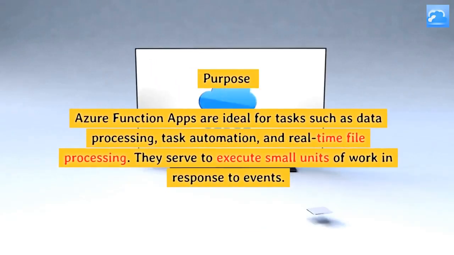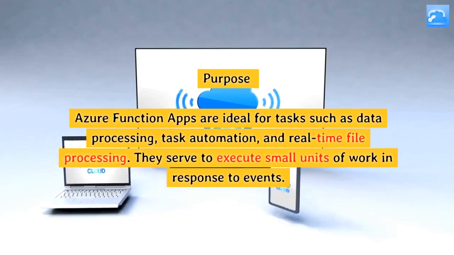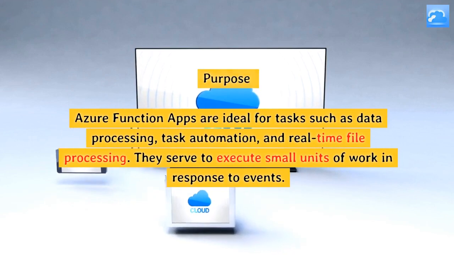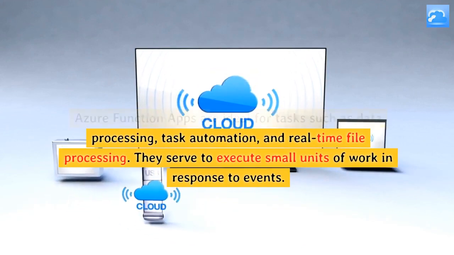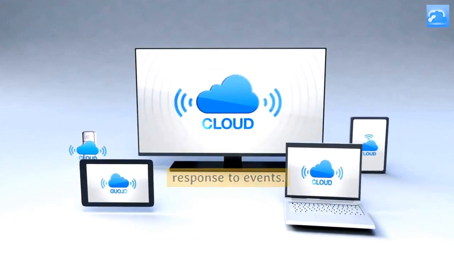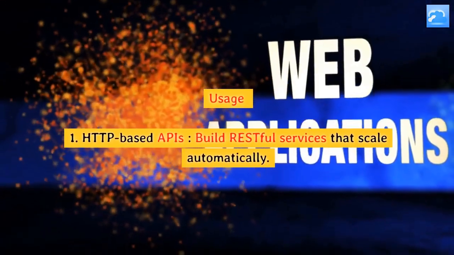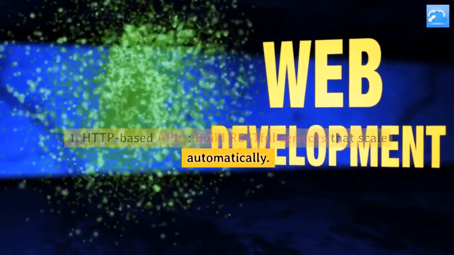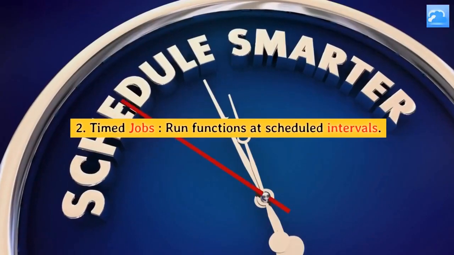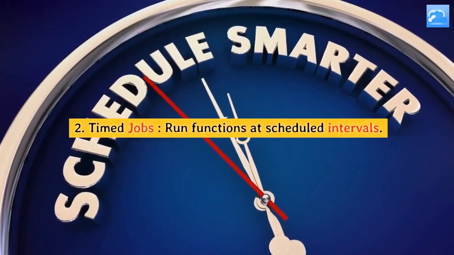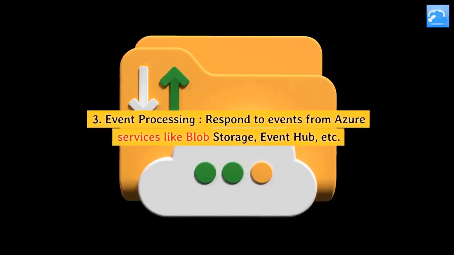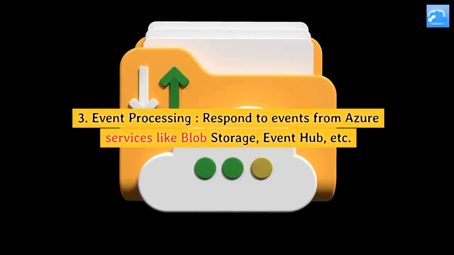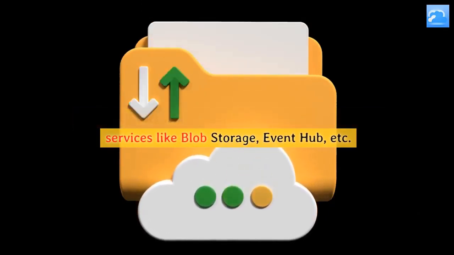Purpose. Azure Function apps are ideal for tasks such as data processing, task automation, and real-time file processing. They serve to execute small units of work in response to events. Usage. 1. HTTP-based APIs, build RESTful services that scale automatically. 2. Timer jobs, run functions at scheduled intervals. 3. Event processing, respond to events from Azure services like blob storage, Event Hub, etc.